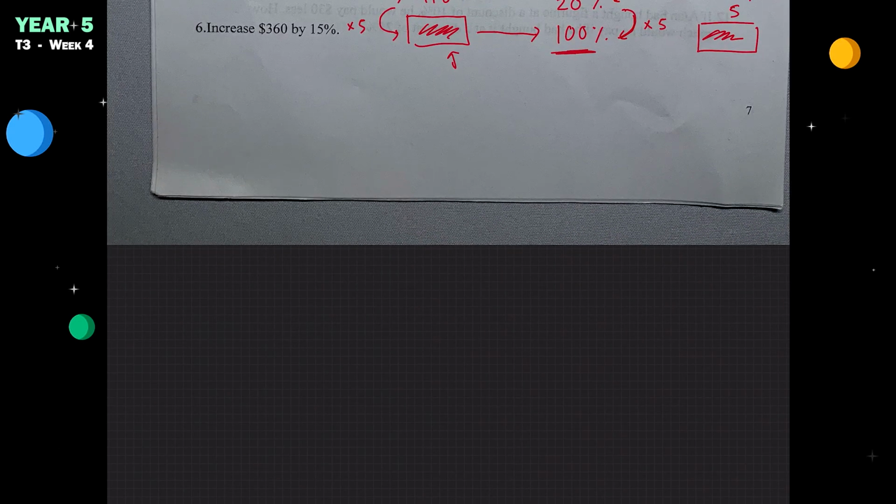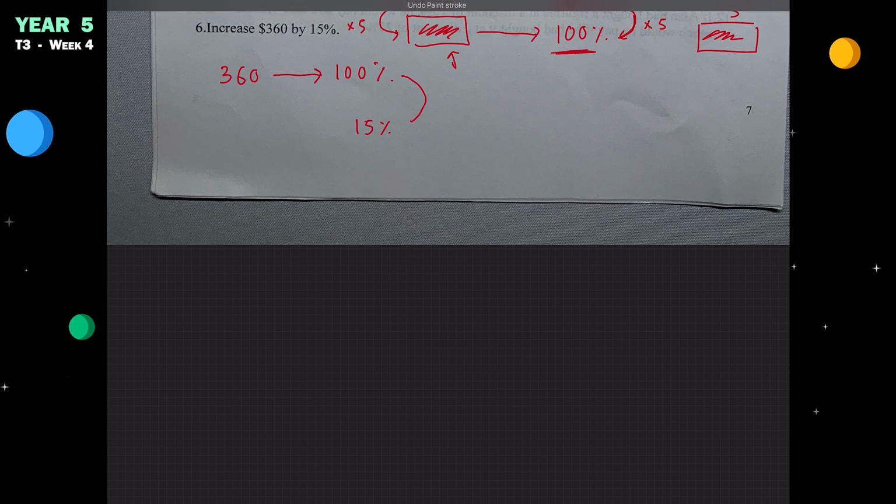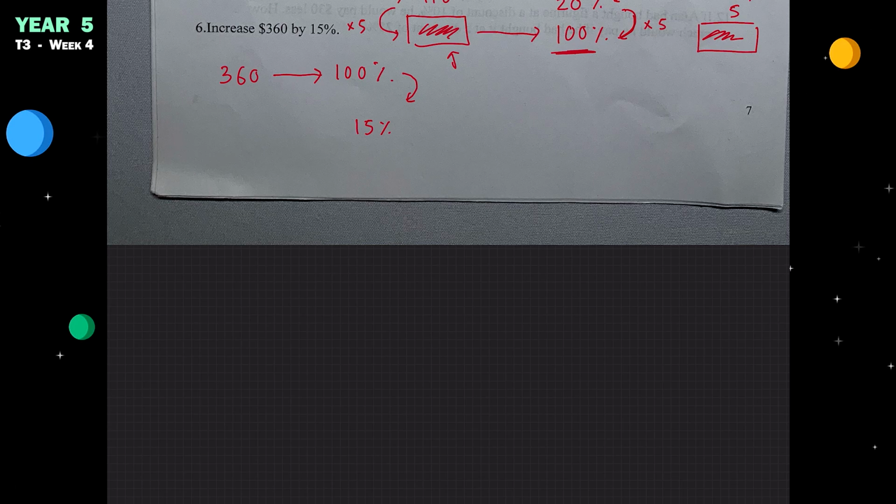Question 6: increase 360 by 15%. Okay, so 360 is your 100%. Now we want to go to 15%. I want to know what 15% looks like. So I can't go from 100 to 15 easily, but I can go from 100 to say 5%. From 100 down to 5, I'm dividing it by 20, and from 5 to 15, I can just times it by 3.